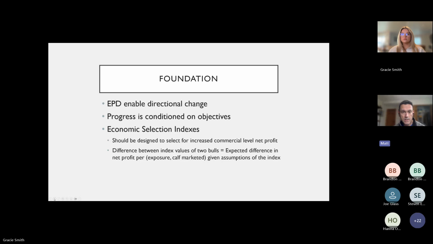And if we think about economic selection indexes, they're really designed to increase commercial level net profit. And that can be a hard thing for a lot of breed organizations to wrap their head around. So an economic selection index should mean that I am trying to provide a tool such that my customers increase their profitability, right? It's not necessarily a tool to chart breed direction. It's a tool to enable selection for multiple traits that improve profit of my bull customers.